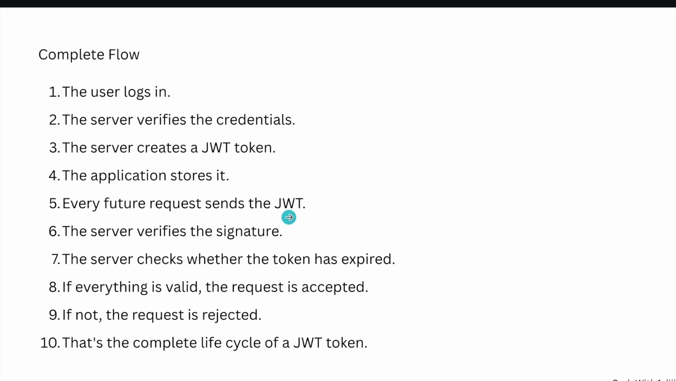The server verifies the signature. The server checks whether the token has expired. If everything is valid, the request is accepted. If not, the request is rejected. That's the complete life cycle of a JWT token.